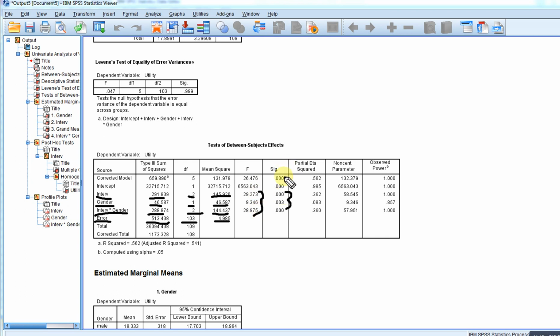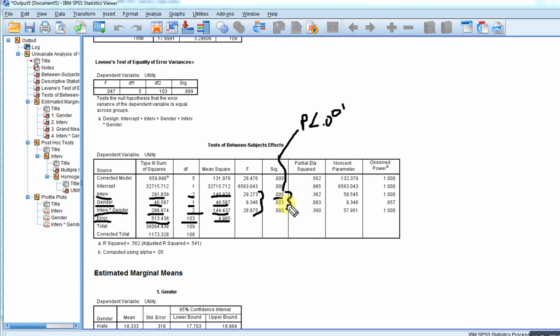In this column right here, these are p-values, and SPSS rounds off to 0.000. In all actuality there's no zero p-value, but that's just the way it's printed out. So typically researchers will report a p-value like this: they'll report it as p is less than 0.001, because the actual value could be 0.000001 or something like that.